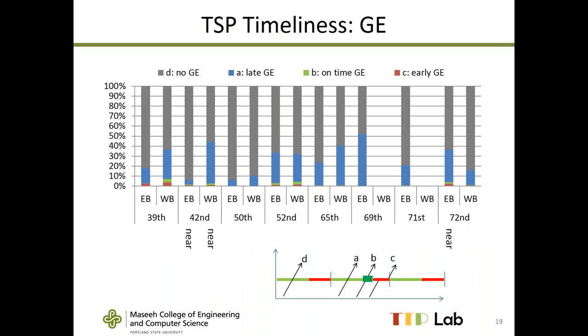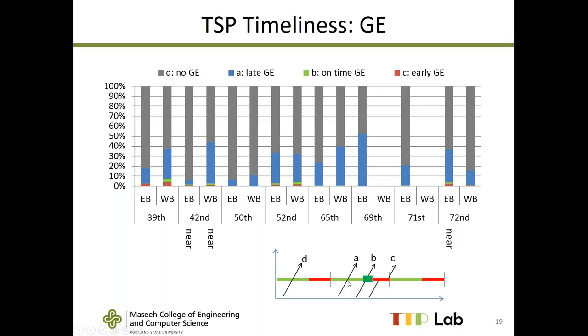Moving on to the third performance measure. In this case it is timeliness, and timeliness is a bit more complicated, in the sense that we're trying to see if the bus actually benefited from the TSP phase. So in this case, we have four potential cases. If this is a green extension phase, we could have case D, where the bus requested a green extension, but it was not granted. So there was no green extension. That's the darker gray color.